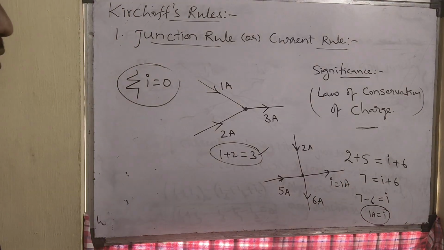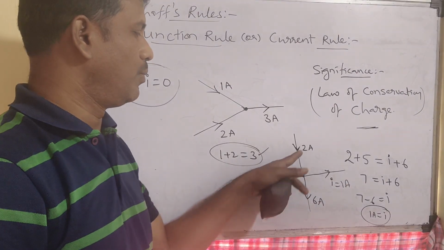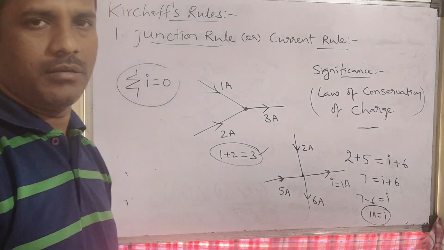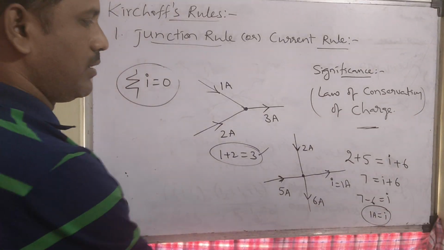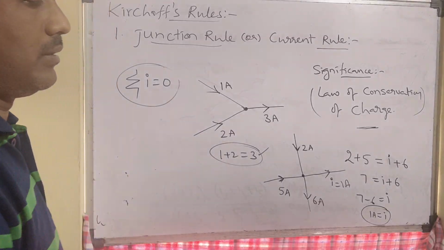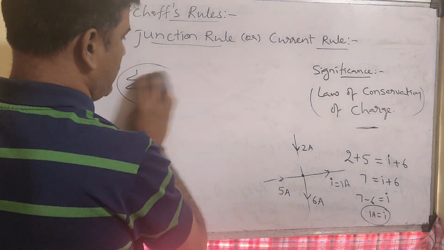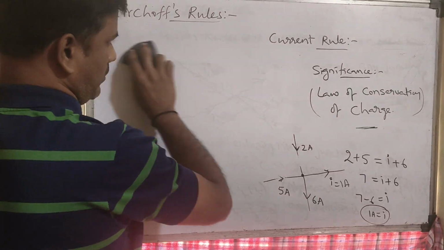Very clear? How much current is entering? 2 plus 5 is 7. Leaving is 6 plus 1, and the remaining is 7 only. That's why 1 ampere of current passes. Clear? Right. The next one is the second rule.